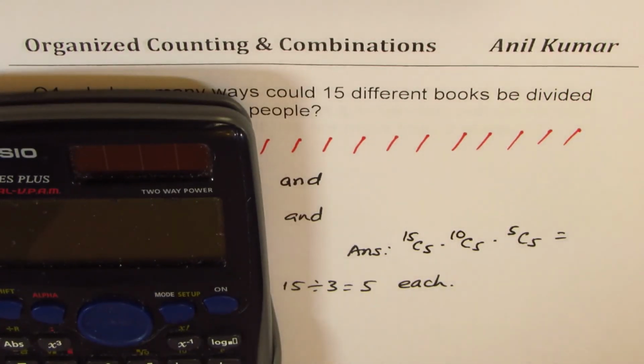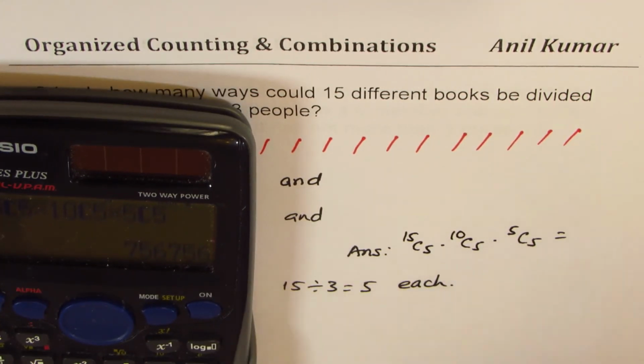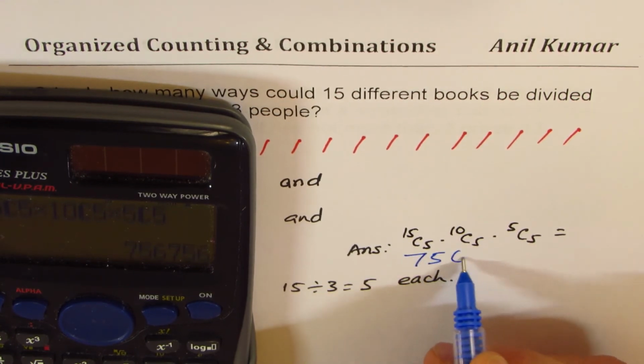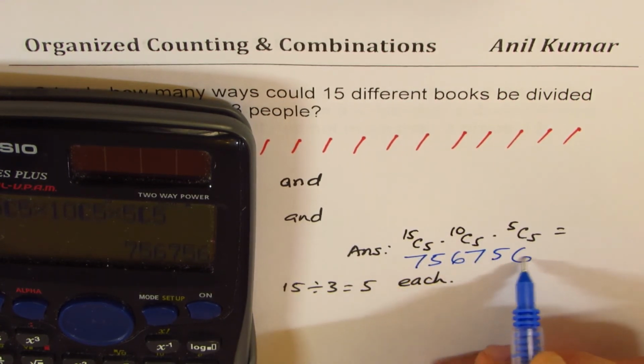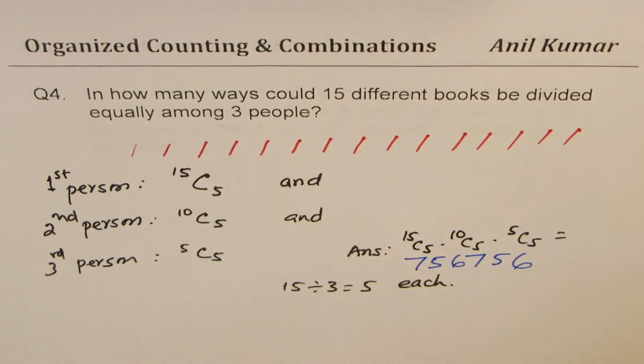So what you get here is 15C5 times 10C5 times 5C5, which is a big number. Let me write it down. 756756. Interesting. So that is the answer for the given question. Correct? So I hope it's absolutely clear.